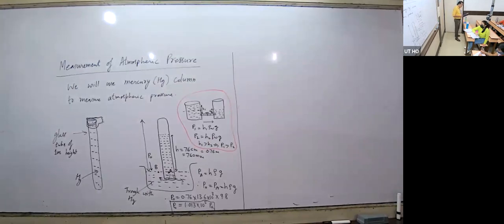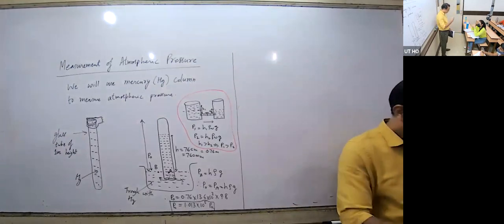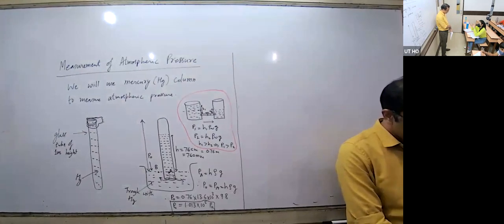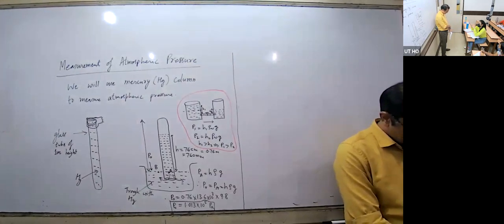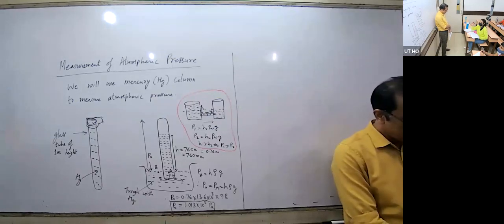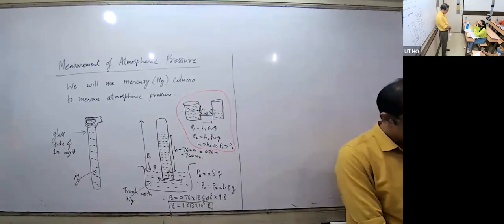So why specifically 76 centimeters height? This is what is observed. This is experimentally observed. It is an experimental fact. Why not increase the height? If you use a liquid of lower density, you get an increased height. But again, with that also you will get the same answer.